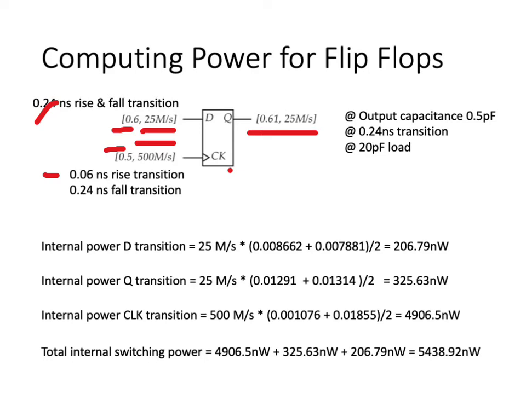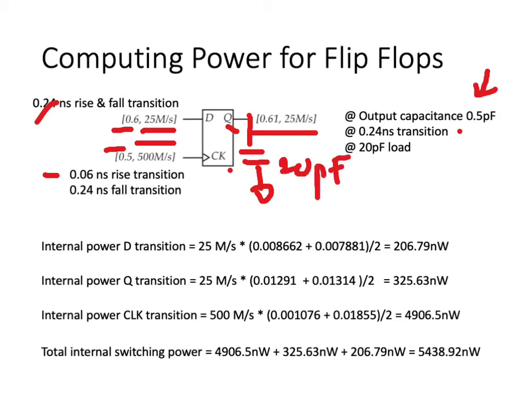We understand that the output capacitance, that is Q, which refers to the size of the flip-flop, is given as 0.5 picofarad, and the transition time at this output is given as 0.24 nanoseconds. The transition time at the input is given as 0.24 nanoseconds, and the load sitting on this, which is the wire capacitance plus the total input capacitance of all the gates connected to the output of this flip-flop, is given as 20 picofarads.